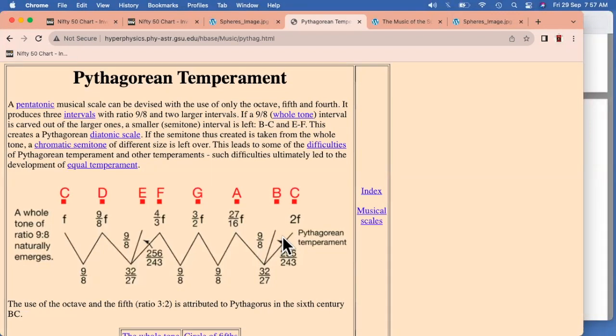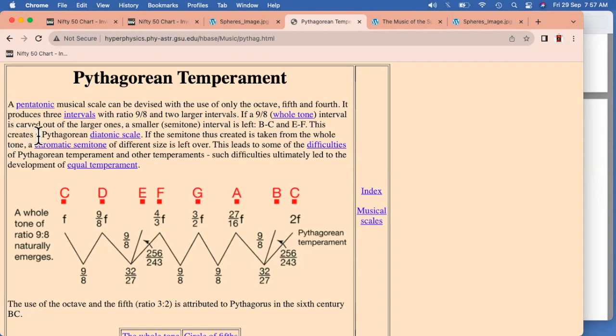Now, why is this different? That is the first part, and how you are able to understand that is the second part. If a 9:8 interval is carved out of the larger ones, a smaller interval is left: B and C, and E and F. So these two ratios, B and C and E and F, have been left out.